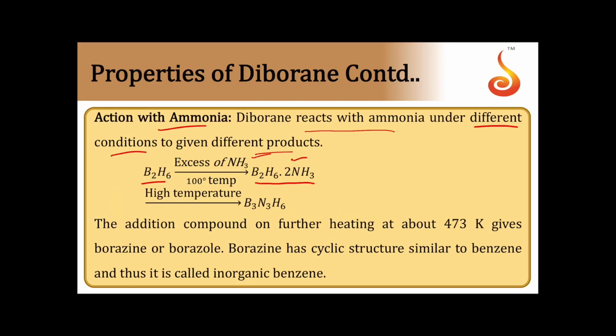At high temperature, the same composition gives rise to B3N3H6, which is called borazole, or also called borazine. So with excess ammonia, low temperature, it forms diammoniate of diborane. Same composition, high temperature, it forms borazine or borazole. So the addition compound on further heating at 473 Kelvin gives us borazine or borazole. Borazine has a cyclic structure similar to benzene, hence it is called inorganic benzene.